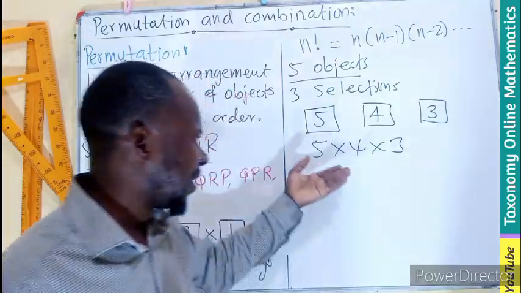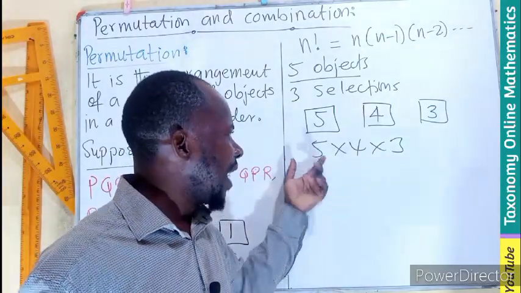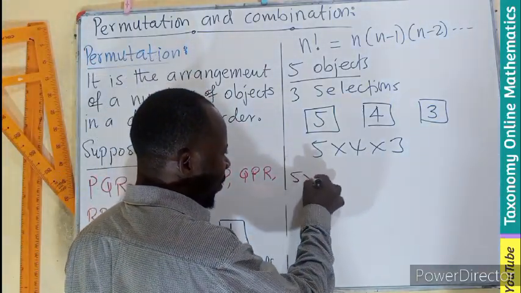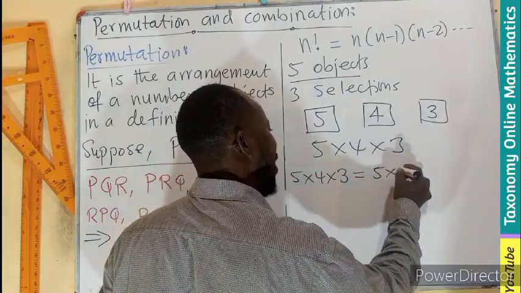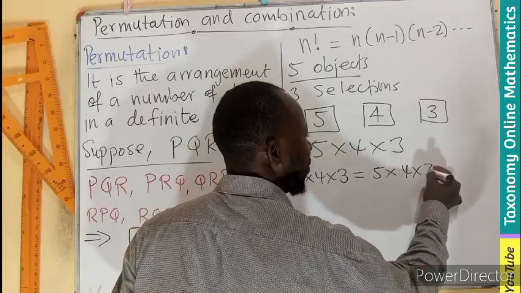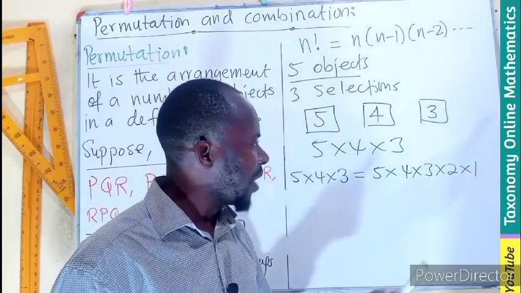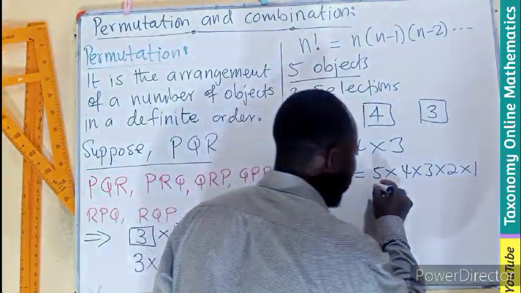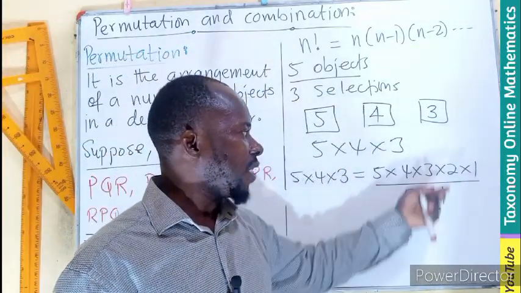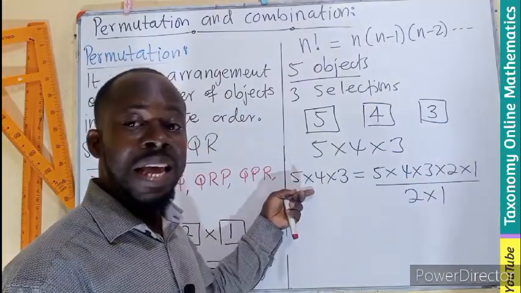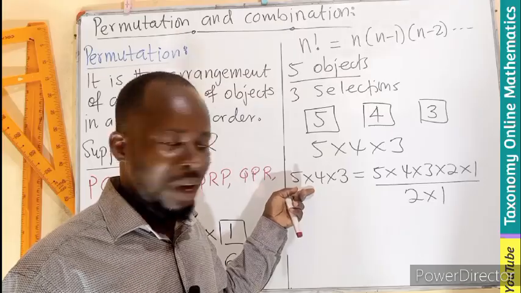Do we get it? If this is the case, we can rewrite this in terms of factorial. We can write 5 times 4 times 3 as 5 times 4 times 3 times 2 times 1. Have I introduced a foreign material? Yes, 2 times 1 is introduced. So let me take it away. If I divide this by 2 times 1, this is the same as what I'm having here, 5 times 4 times 3. Simple as that.